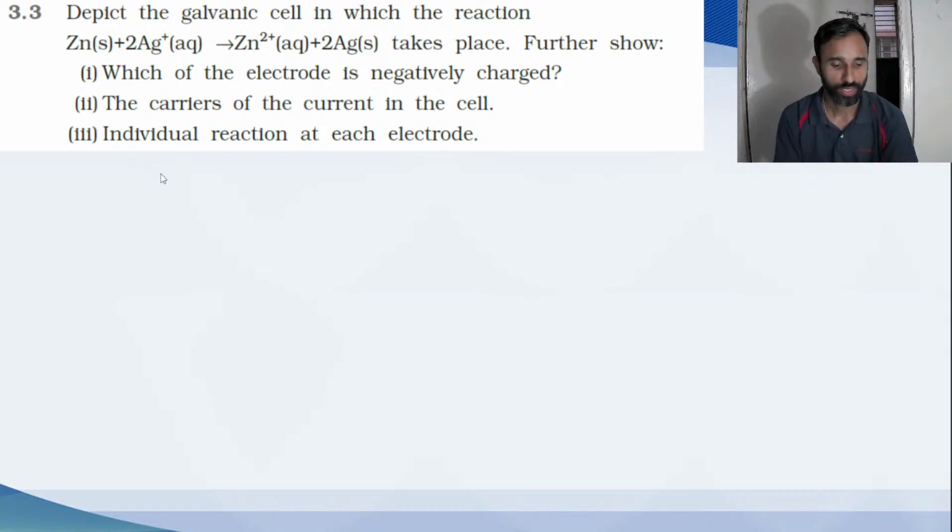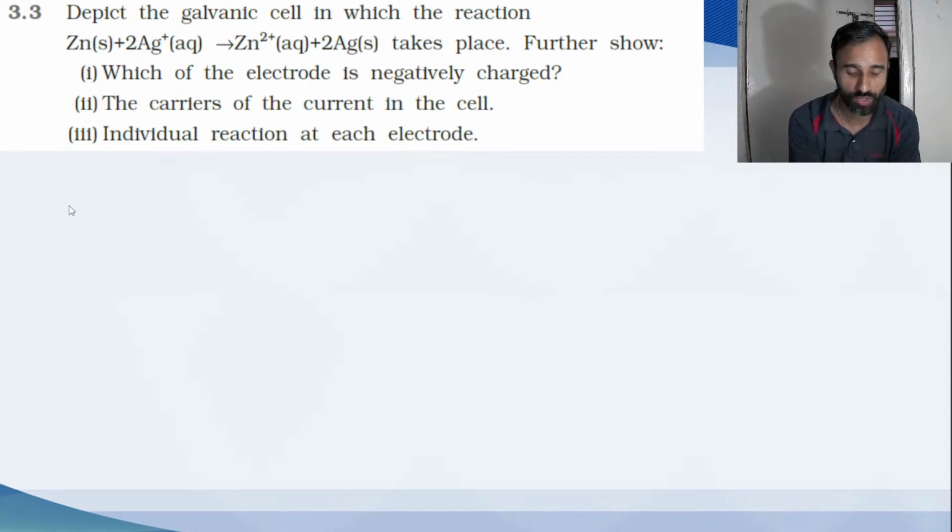Next question. Depict the galvanic cell in which the reaction zinc solid plus 2 Ag plus aqueous to give Zn 2 plus aqueous plus 2 Ag solid takes place. Further show which of the electrodes is negatively charged, the carriers of the current in the cell, and last is the individual reaction at each electrode. First, we have to depict the galvanic cell in which the reaction takes place.